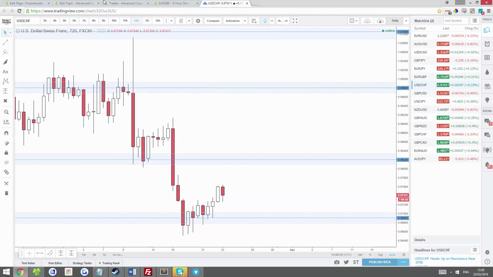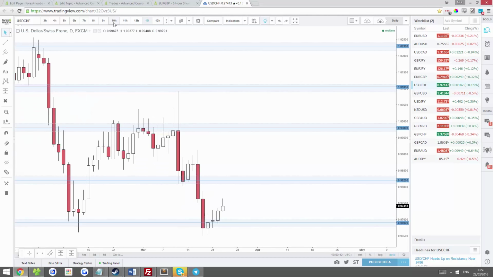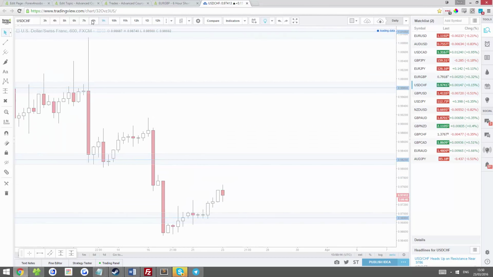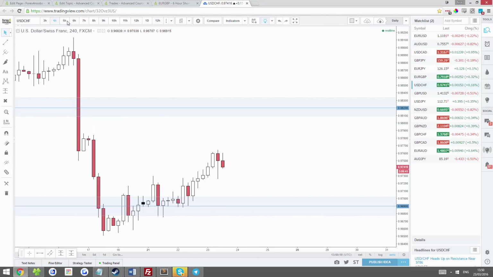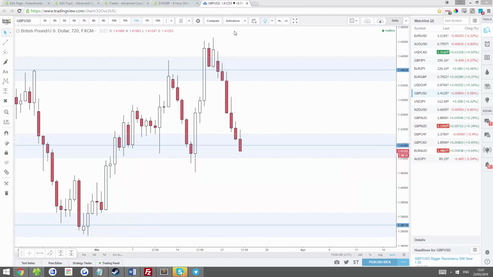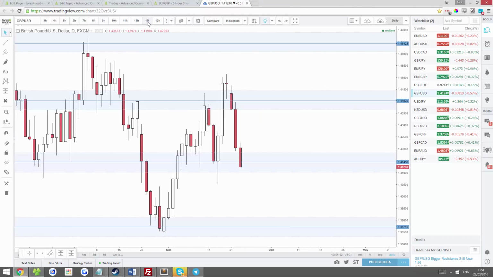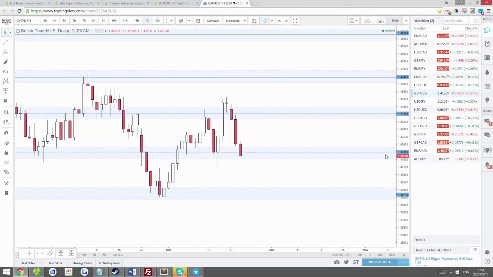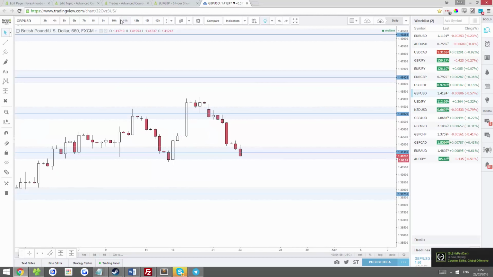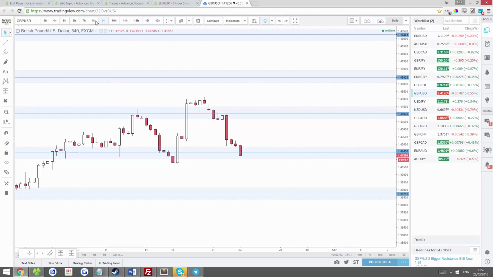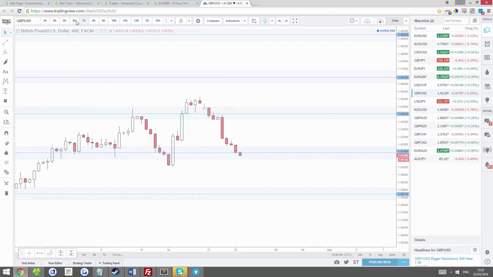Let's look at USDCHF. But it is in between 2 support resistance areas, so all right, so let's take a quick look at GBP USD. What is GBP USD up to? It's heading to a support area. Doesn't look like it's stalling. Looks like it might break straight through, but we'll see how that goes.